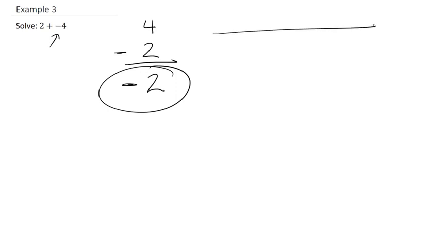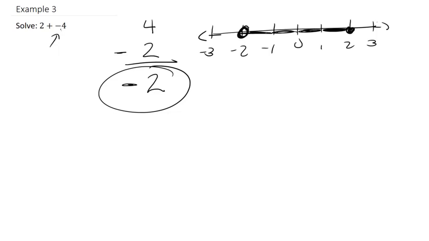Once again, another way to look at this, if you think like this, so we start at +2, and we move 4 over to the left because we're becoming more negative. So we go 1, 2, 3, 4, and we end up at -2, which is what we got before. Now let's look at another example.